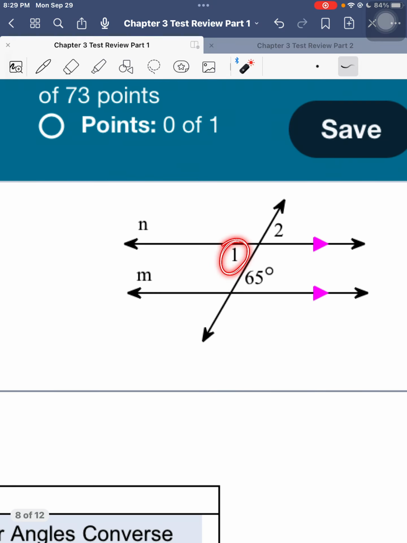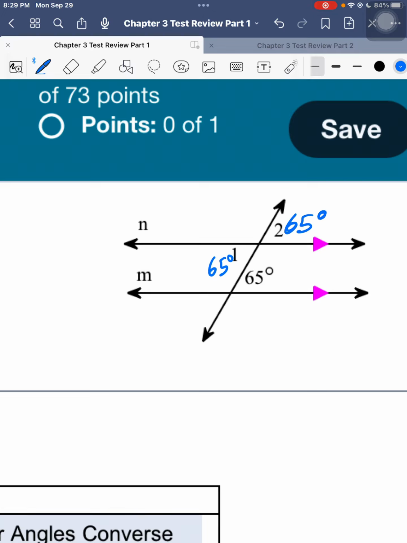So let's take a look at this one. What is the measure of this angle 1? Well, this angle 1 is going to be 65. Why 65? Because this angle and angle 1 are what of each other? They are alternate interior angles. And I know that if my lines are parallel, then my alternate interior angles must be congruent. How do I know that? Because of the alternate interior angles converse.